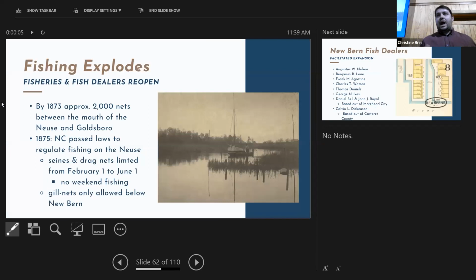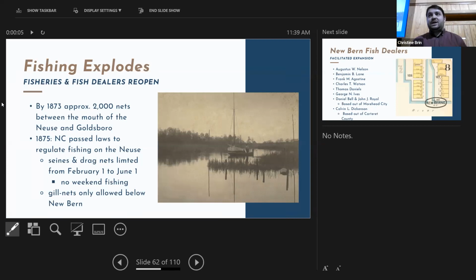And so after the Civil War, this Reconstruction time period, the commercial fishing industry just explodes. It gets massive on the Neuse River. By 1873, there are approximately 2,000 nets between the mouth of the Neuse River and Goldsboro. And once you get above New Bern, the Neuse gets pretty narrow.